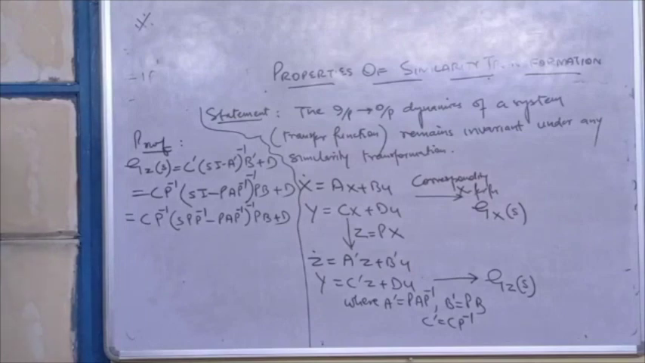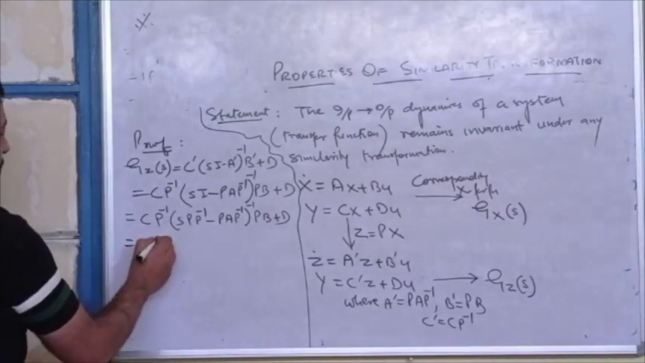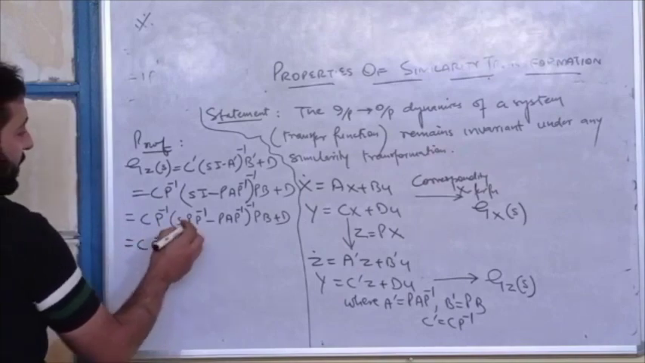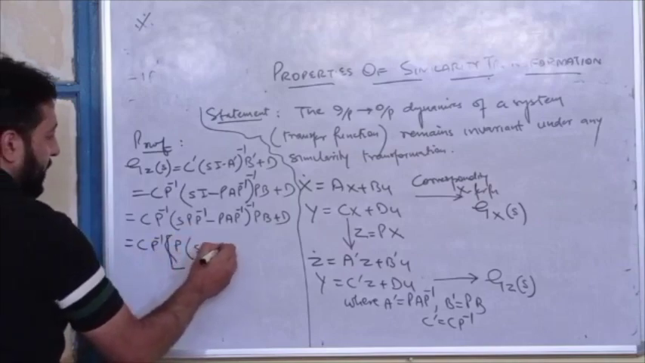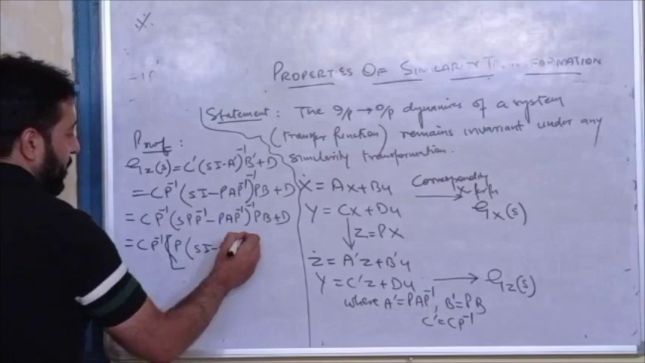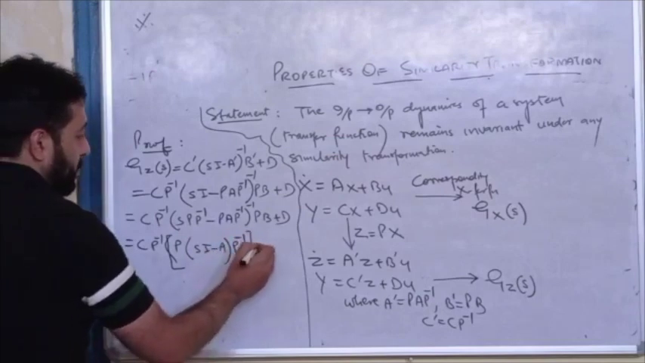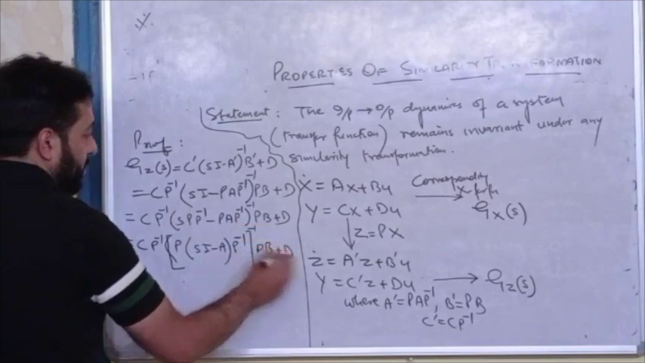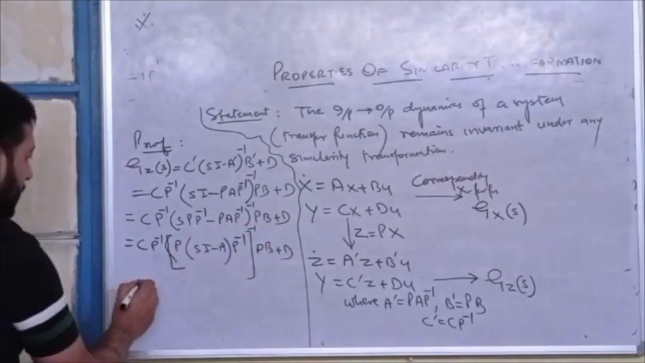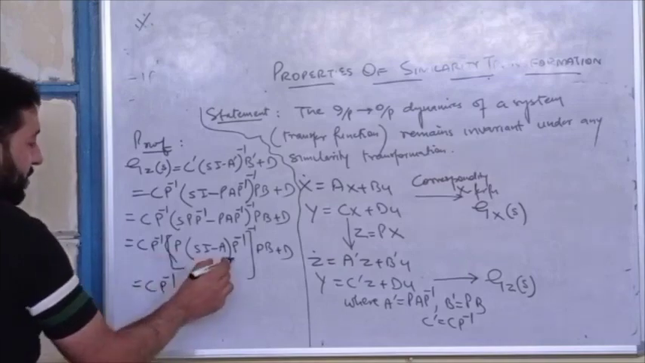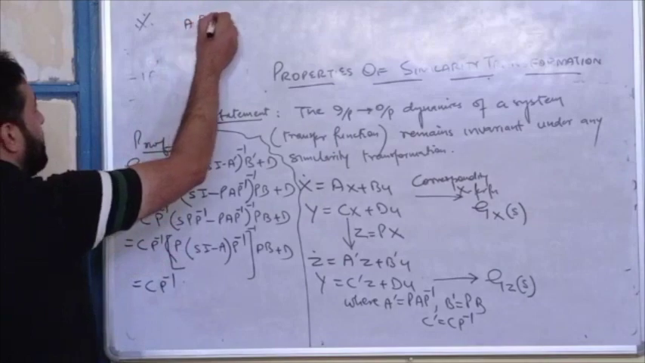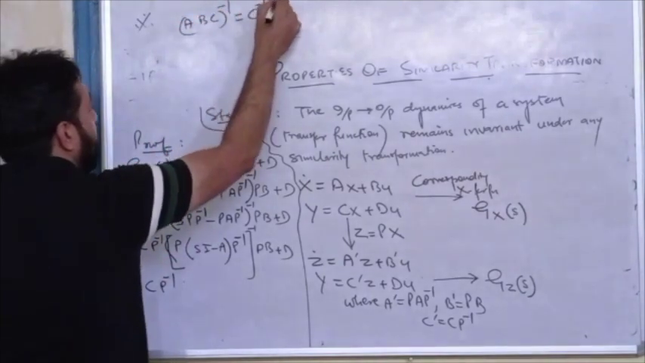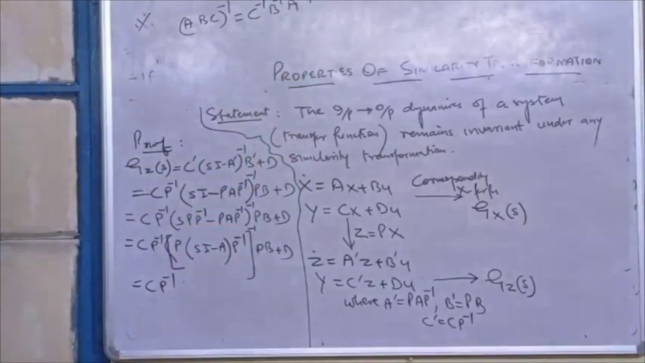You are following the steps? So this is CP inverse, and this I will write as P here, isn't it? Under it you will have (sI minus A) then P inverse, then whole inverse, then PB plus D. This is CP inverse, the product of three matrices, and the inverse reverses the order. Do you remember from matrix theory? I am using the theorem that (ABC) inverse is equal to C inverse, B inverse, A inverse. Okay?